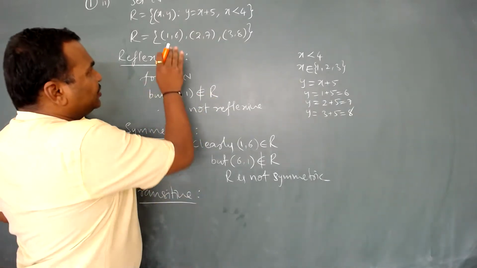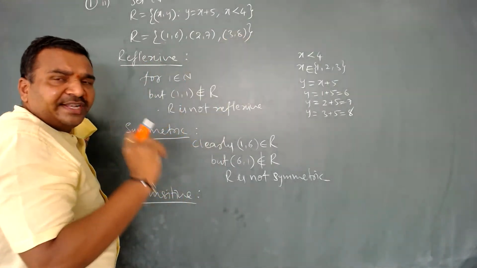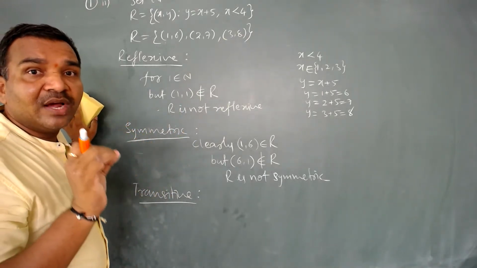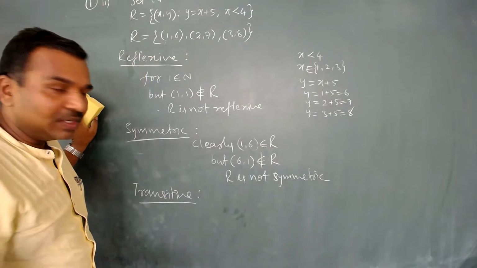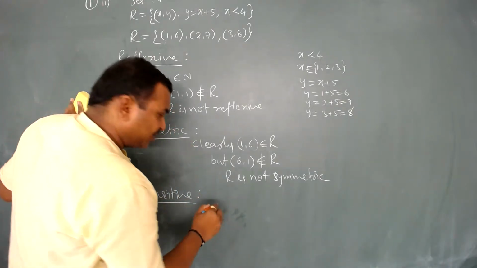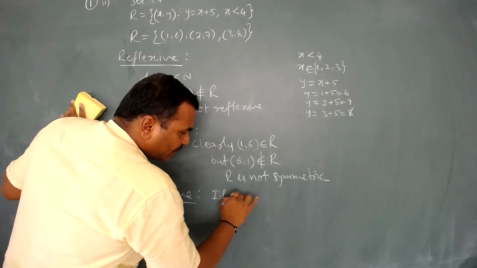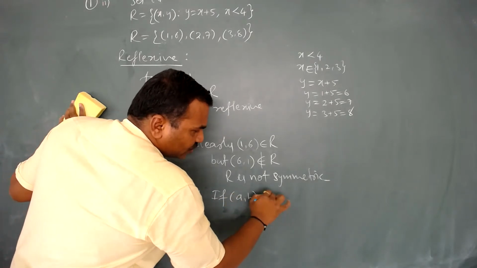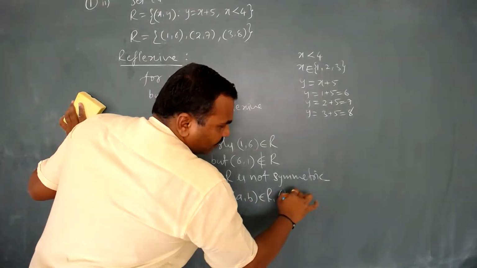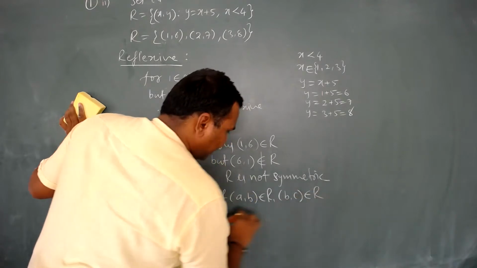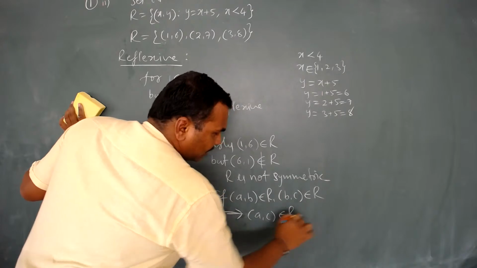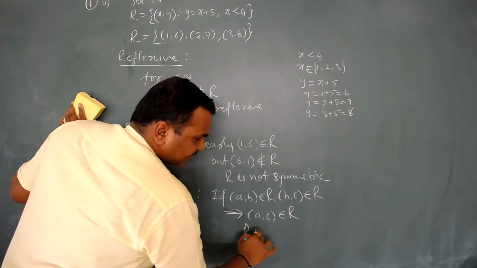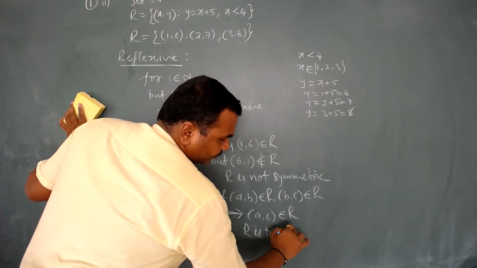So actually, if it is not transitive, we have to give an example. But it is not possible to give an example. That's why I will write the general definition: if (a,b) belongs to R and (b,c) belongs to R, implies (a,c) belongs to R. Therefore, R is transitive.